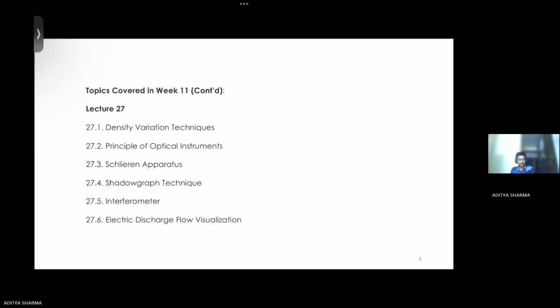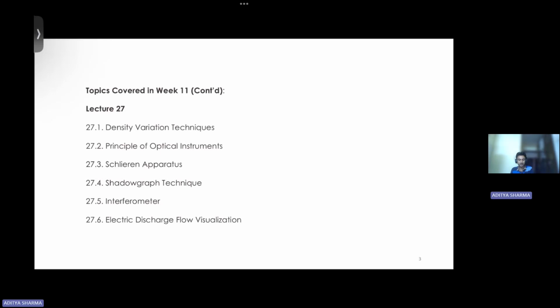Okay, so this is lecture 27. Here, the first topic is density variation techniques. As I was discussing, we qualitatively document the flow, the variations in the flow. The different techniques that we use for that have been discussed, or introduced, I should say, in the starting few slides.